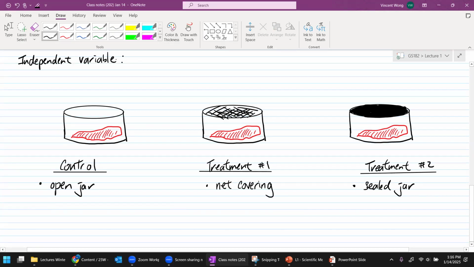As you are drawing this, I want you to think about the dependent and the independent variable in this experiment. And also standardized variables.